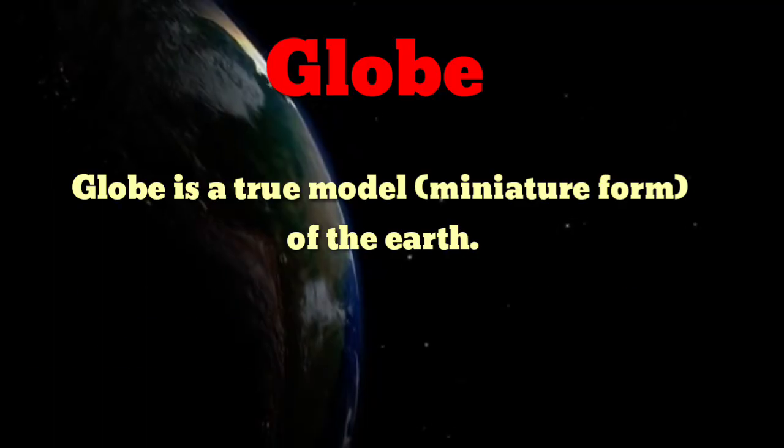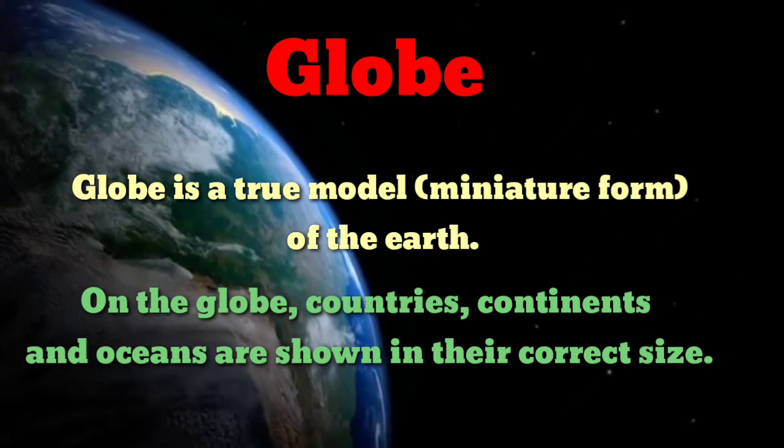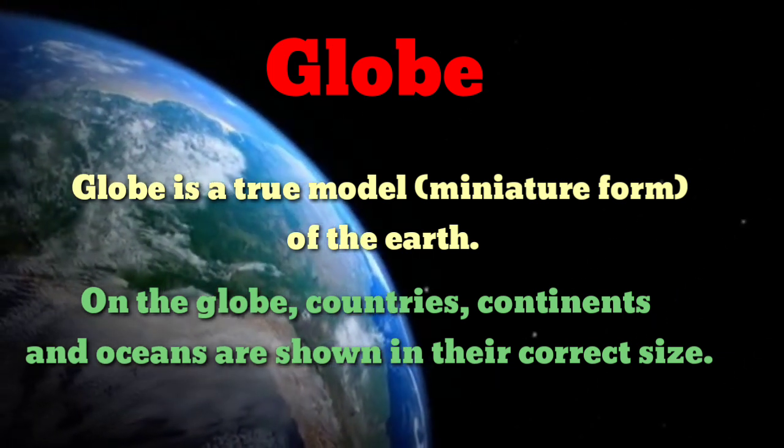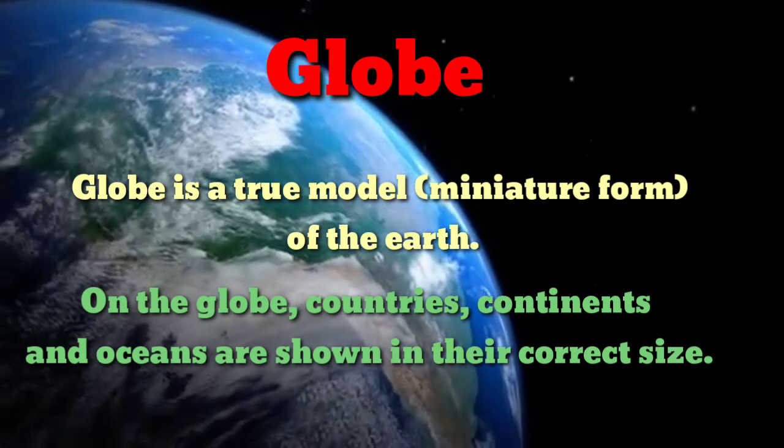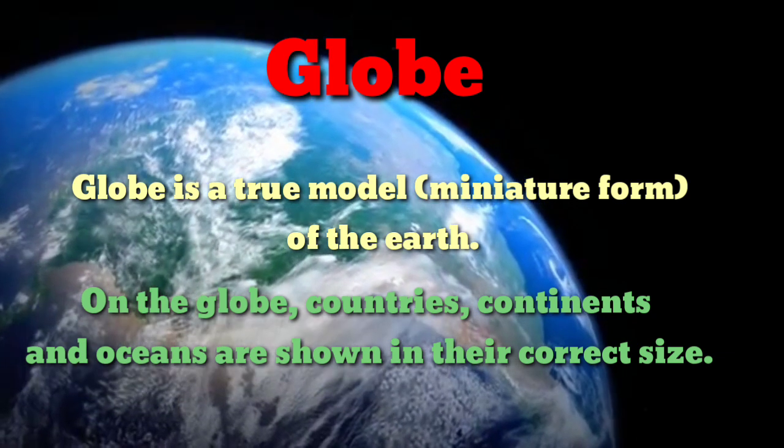Hello students. Today we are going to discuss globe, latitudes and longitudes. What is a globe? In the previous classes we already discussed about globe. A globe is a true model or miniature form of the earth. On the globe, countries, continents and oceans are shown in their correct size or correct proportions.